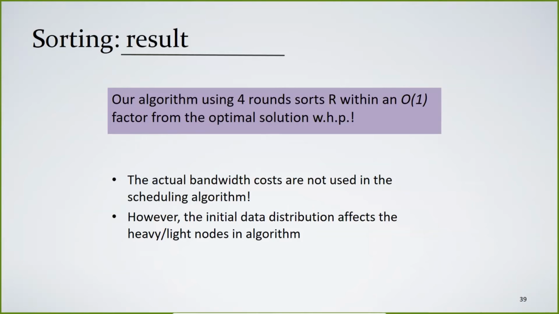The key result is that, again, we can now do a 4-round sort and still stay within a constant factor of the optimal solution with high probability, given the assumptions we have stated up front, right? And it turns out here that the initial data distribution affects the algorithm, but the actual bandwidth costs themselves are not actually used in that.